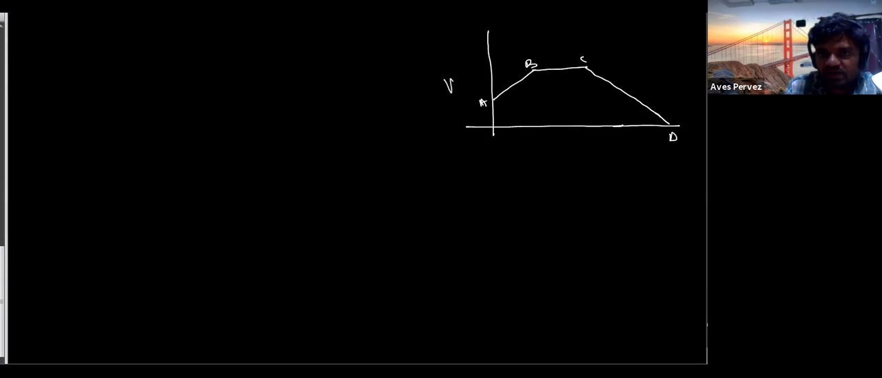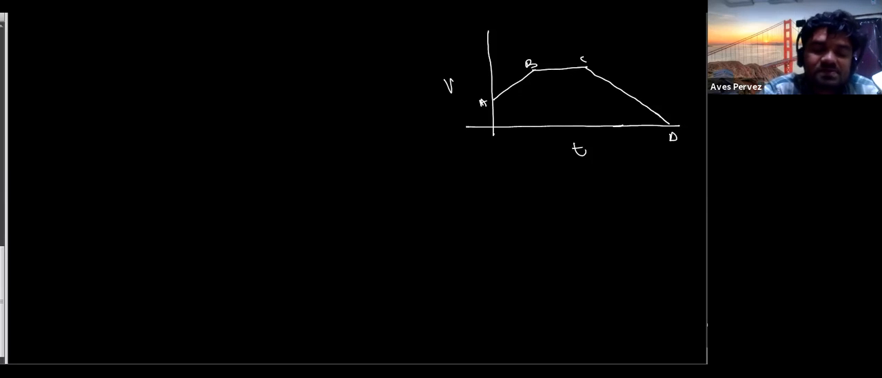What is the object doing? Can I say that it has accelerated motion from A to B? Does the object have accelerated motion from A to B? Yes, sir. Uniform or non-uniform? It is uniform because it is a straight line. Actually, it does not appear straight, but let's assume that it is. So it is going to have uniform accelerated motion from A to B.